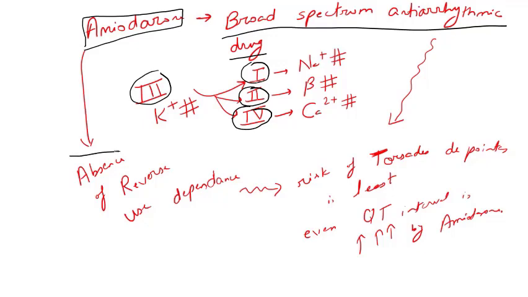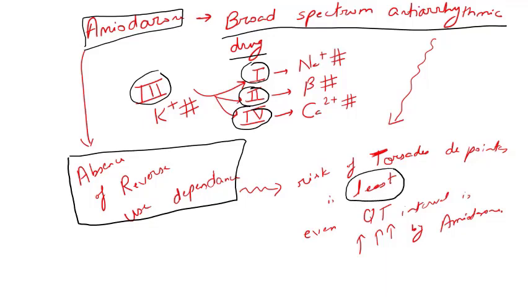The property of reverse use dependence is absent in case of amiodarone. So the risk of torsades de pointes is least in case of amiodarone, since it is a broad spectrum antiarrhythmic drug. Even though the QT interval is prolonged by amiodarone, the risk of torsades de pointes is least.